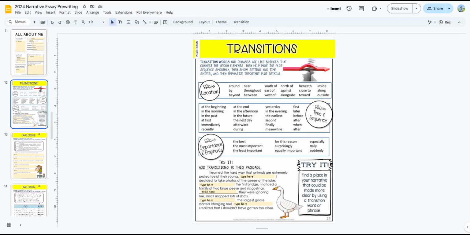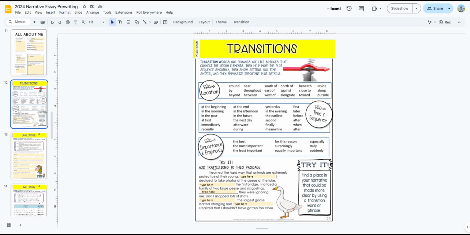The next one, show importance and emphasis. These words, like it says, shows your reader that something is important. Literally, it says the most important or the least important. So those show importance and emphasis. And remember, emphasis means that it's something you want your reader to notice.